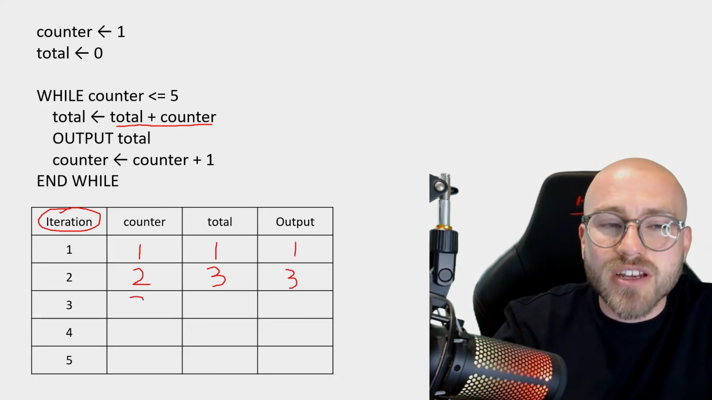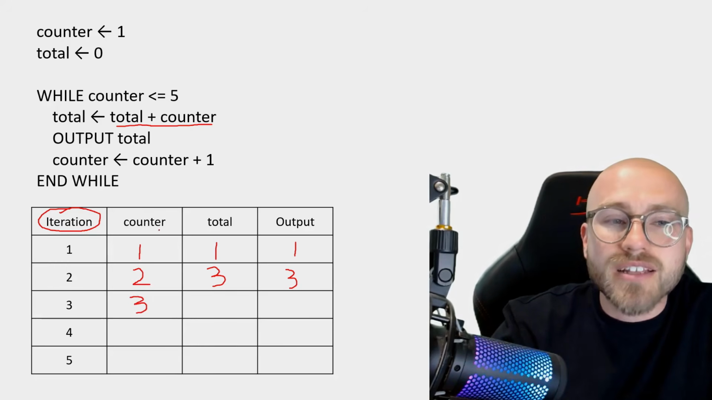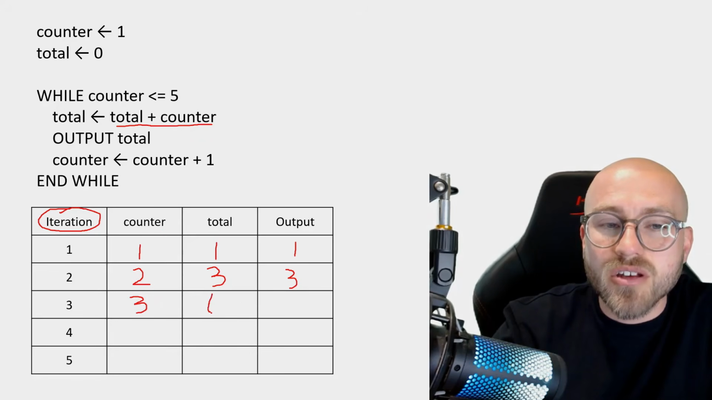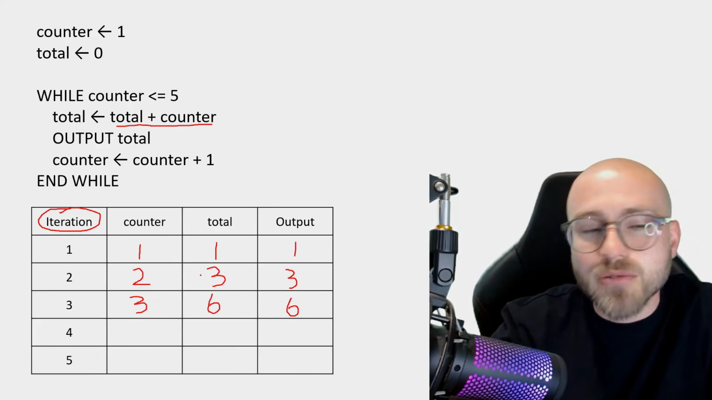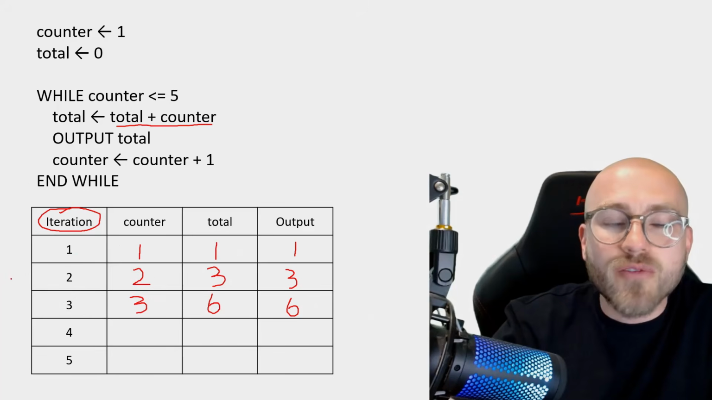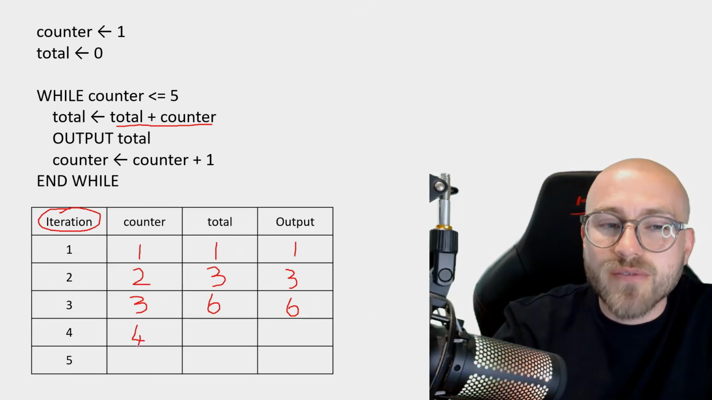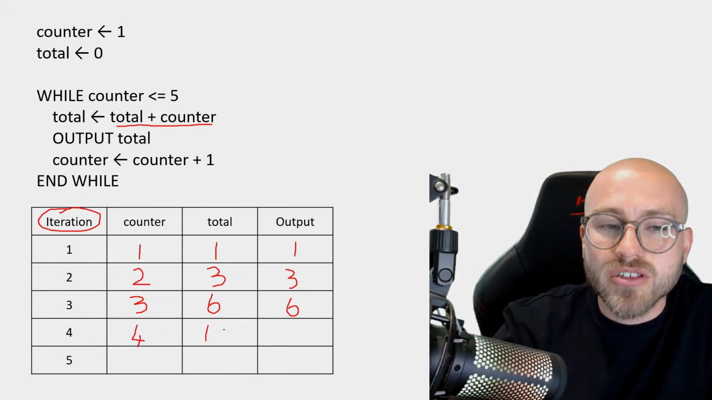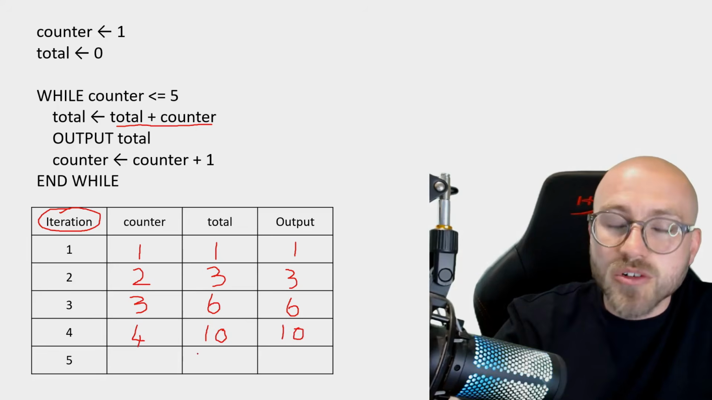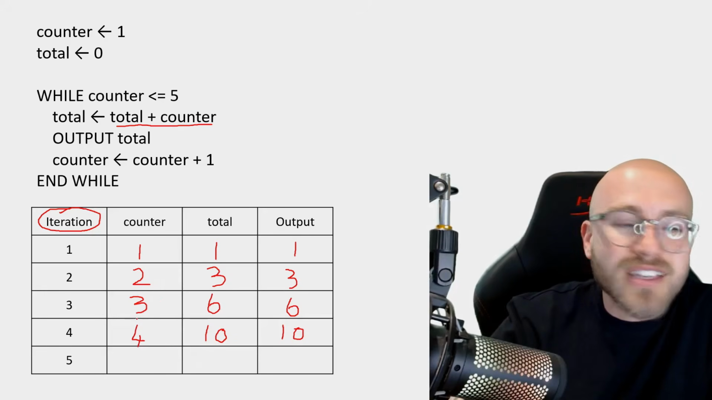So for our third iteration, our counter is currently at 3. We add our counter to the total, which means our total is now at 6, which means the output is currently at 6. We add 1 onto the counter, and then we're on our fourth iteration. The counter is currently at 4. The total of 6 added to the 4 gives us 10, so our current total is at 10, which means my output is 10. We add 1 onto the counter, and then we're on our last iteration.